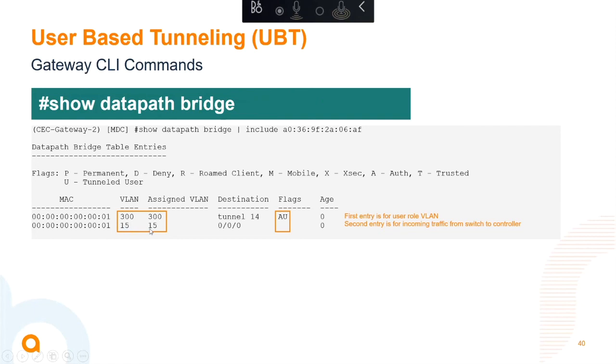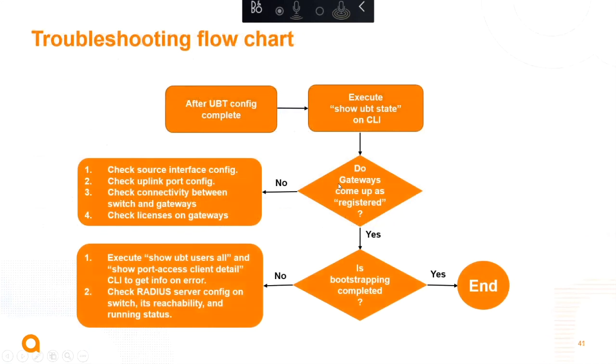Yeah, and there is one more command you can issue: show datapath bridge, and you can include your MAC address here. It will show this is the user role VLAN. This is also the assigned VLAN on the gateway. Also, the tunnel traffic will be coming on some other VLAN, and it will show which VLAN it is coming through and which port it is coming through on the gateway.